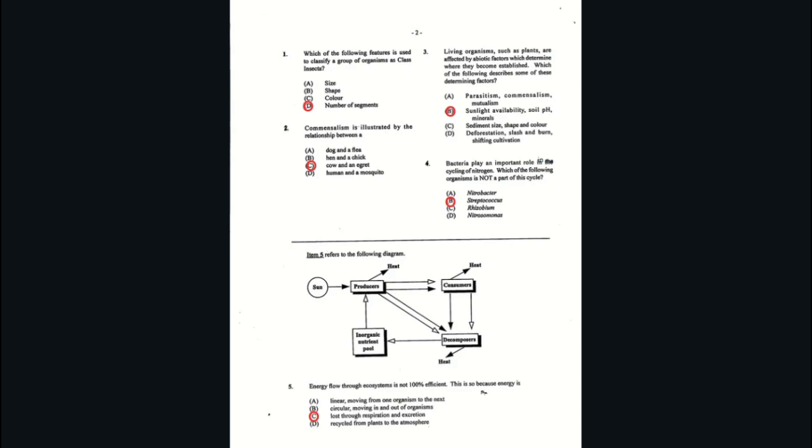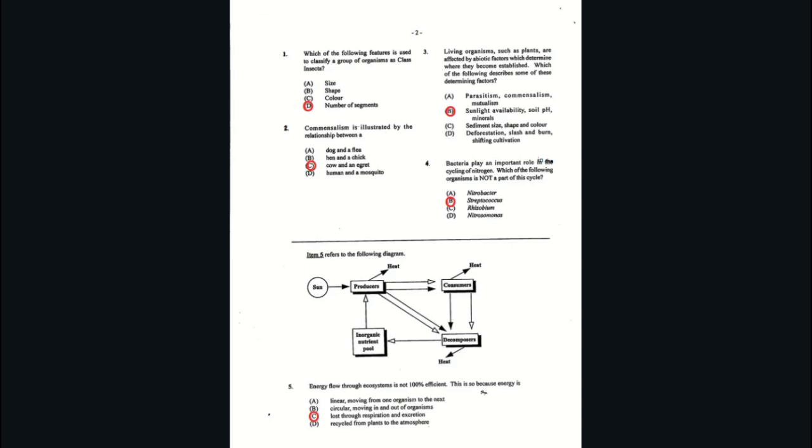And then deforestation, slash and burn, and shifting cultivation really have nothing to do with the question. If you know what abiotic factors are, then you would know immediately that these are the answer: sunlight availability, soil pH, minerals. Okay, so now number four.